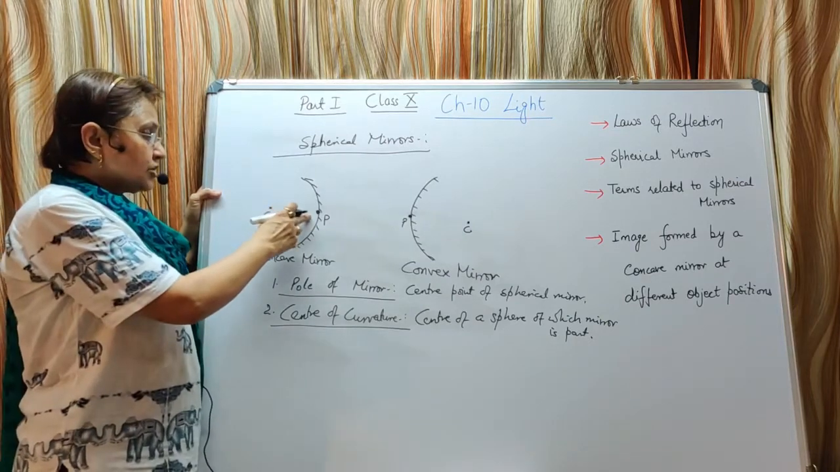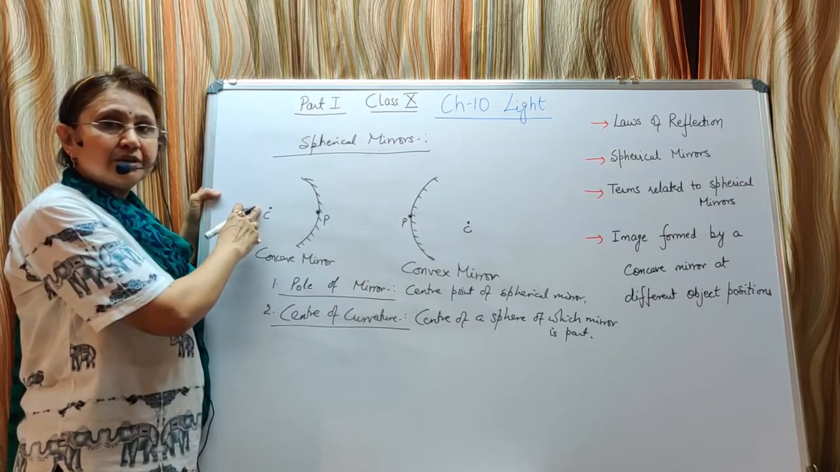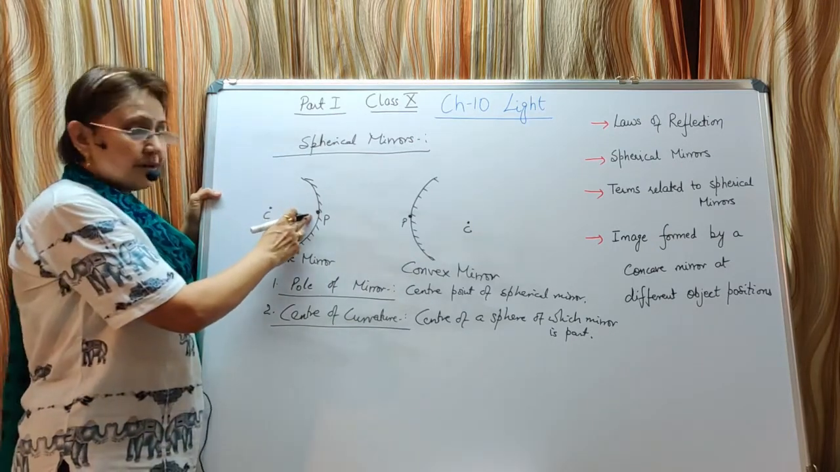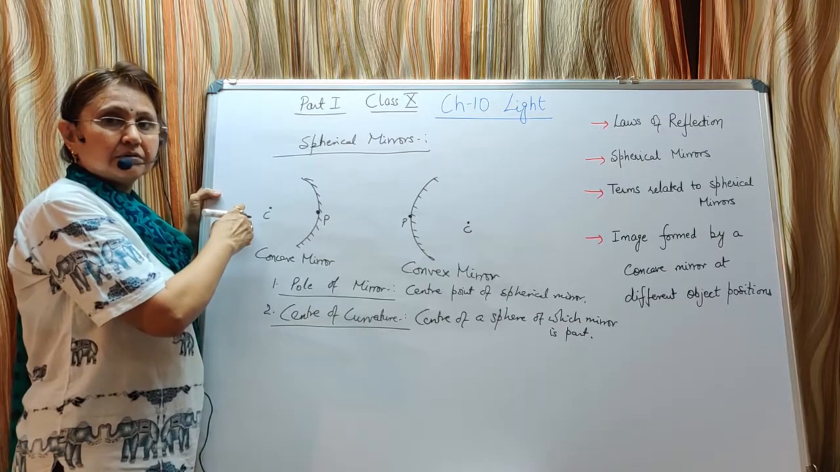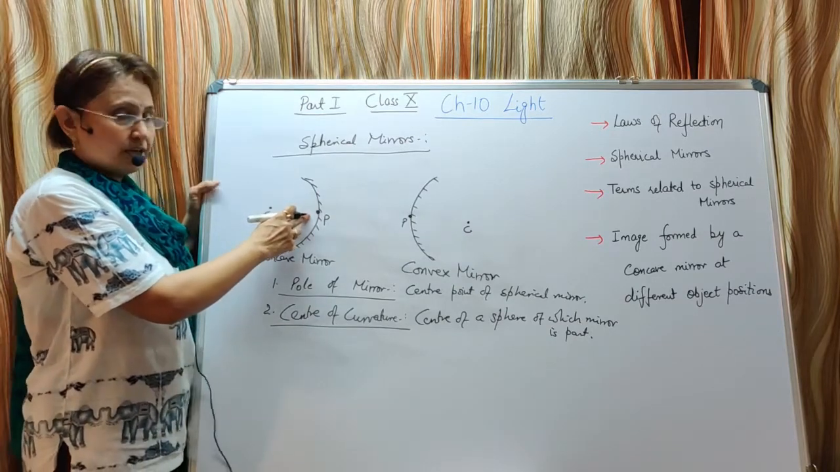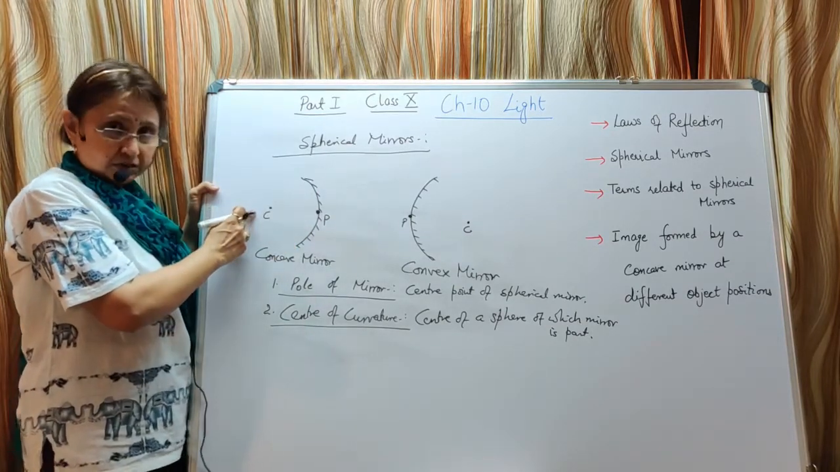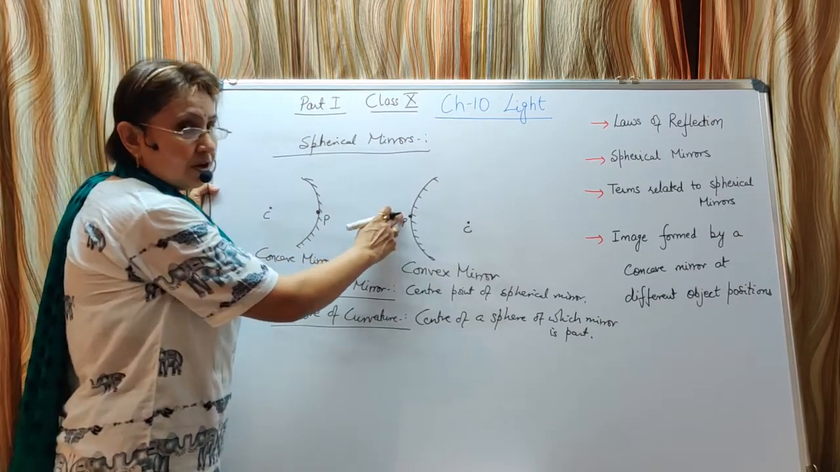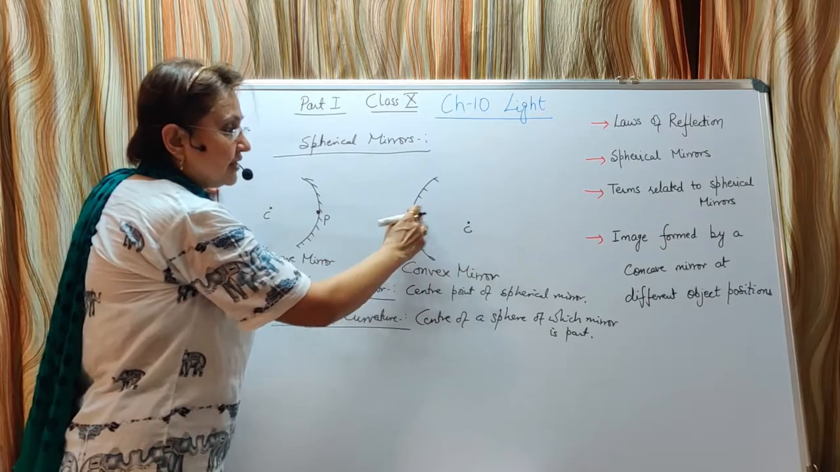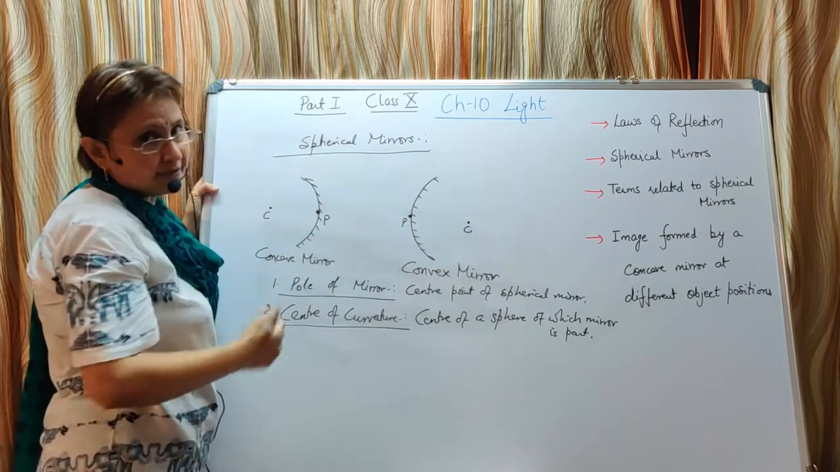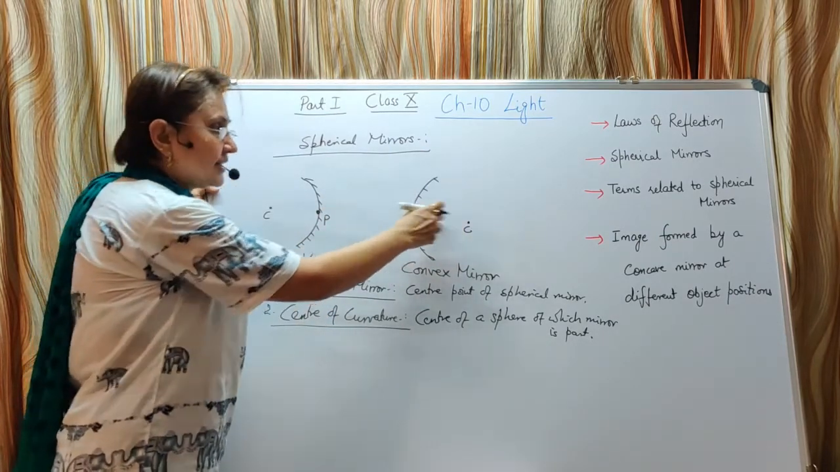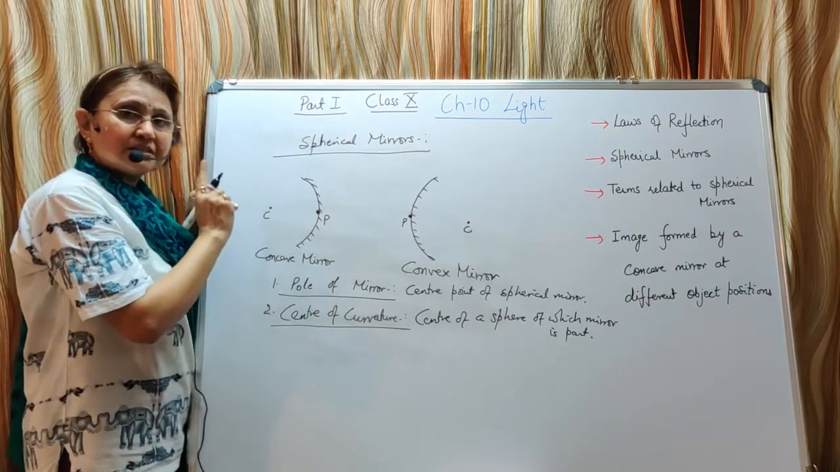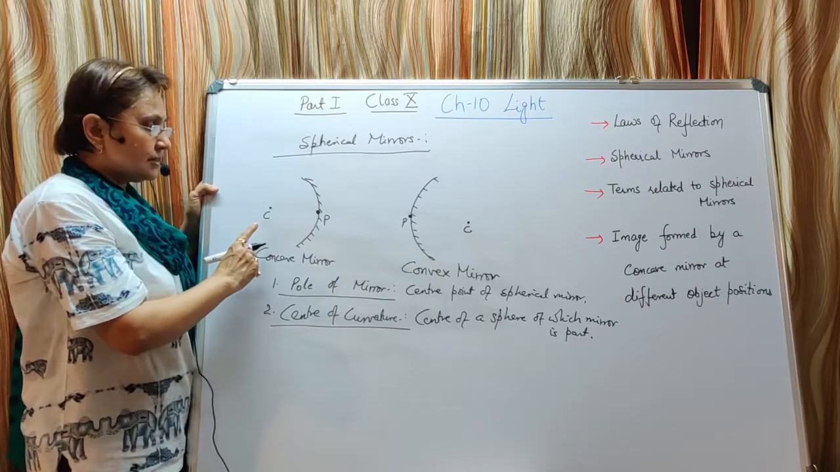Now here you see that the center of curvature is not lying on the surface of the mirror. It is outside the mirror. In the case of a concave mirror, it is in front of the reflecting surface, whereas in the case of a convex mirror, the center of curvature lies behind the reflecting surface, that is, behind the mirror. So the center of curvature is the center of the sphere of which this mirror is a part.